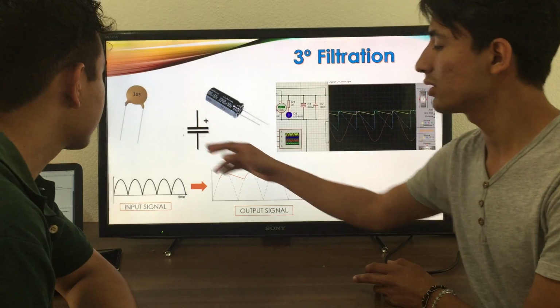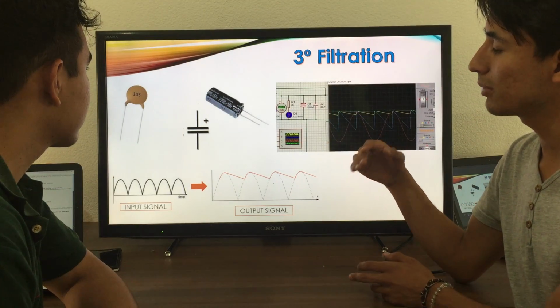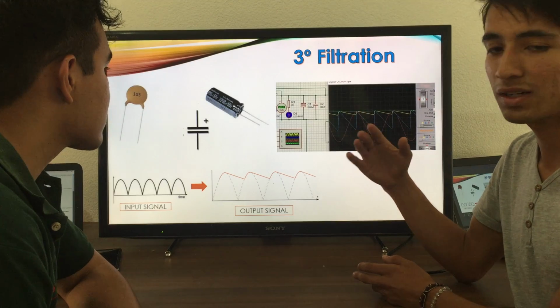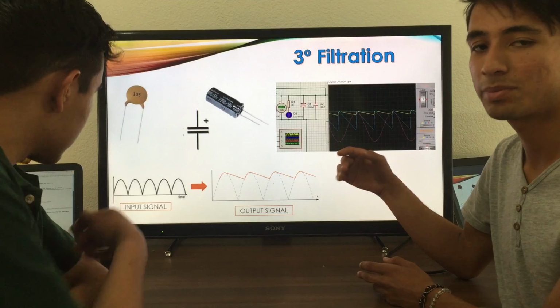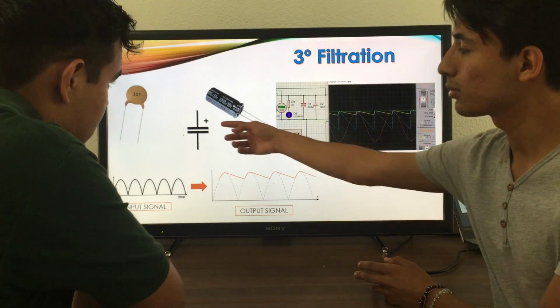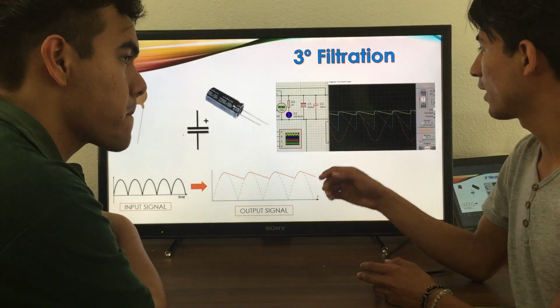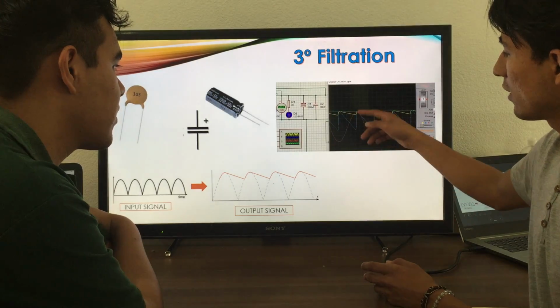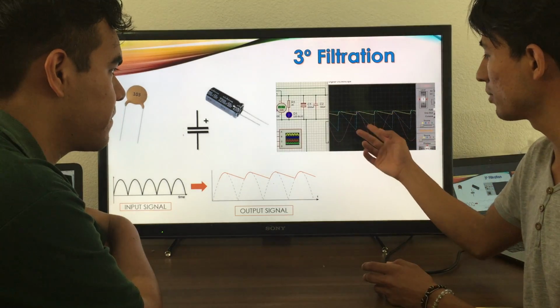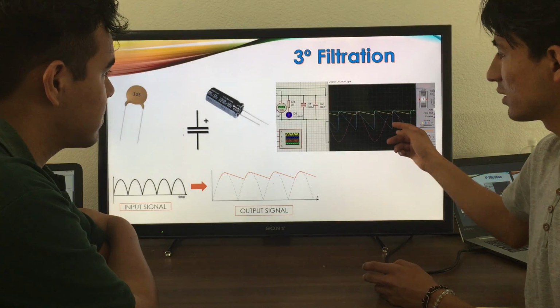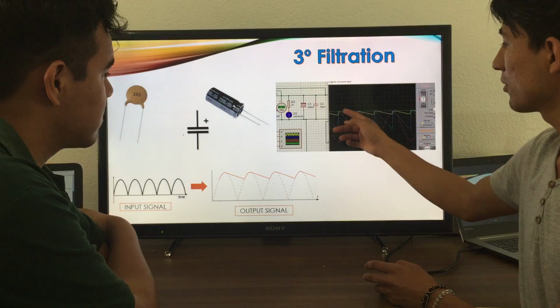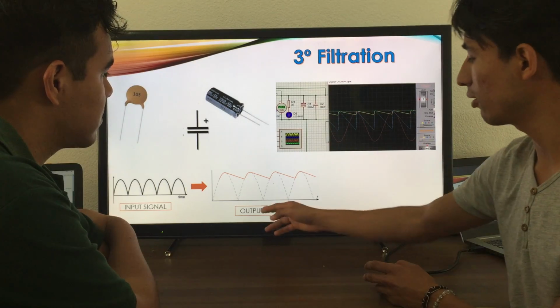In the first image, we have a ceramic capacitor that doesn't have polarity, but the electrolytic capacitor has a specific polarity, positive and negative. And in the oscilloscope, we can see the different signals. The input signal, in blue, is the rectification stage, and in yellow is the filtration, as the output signal.